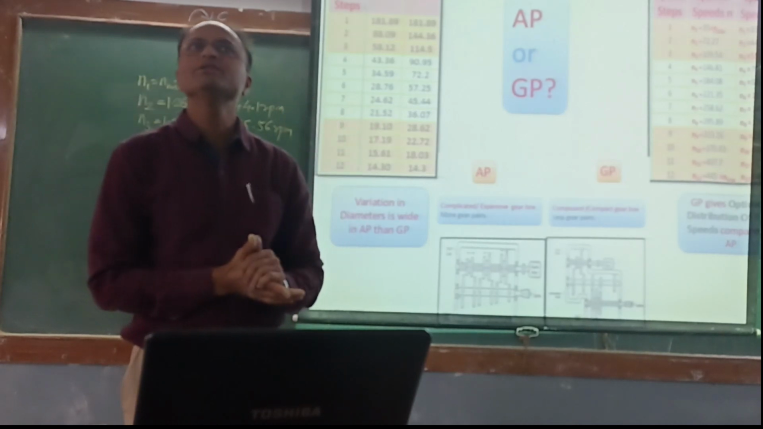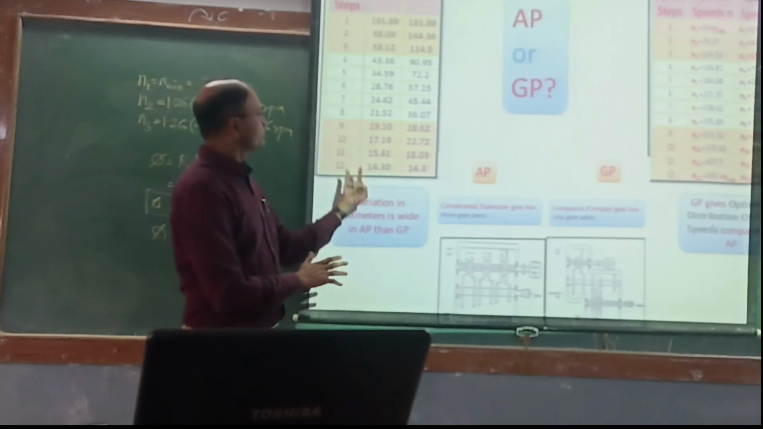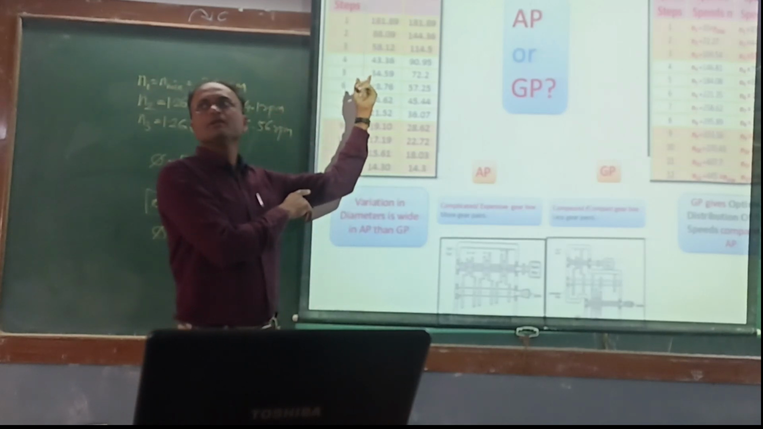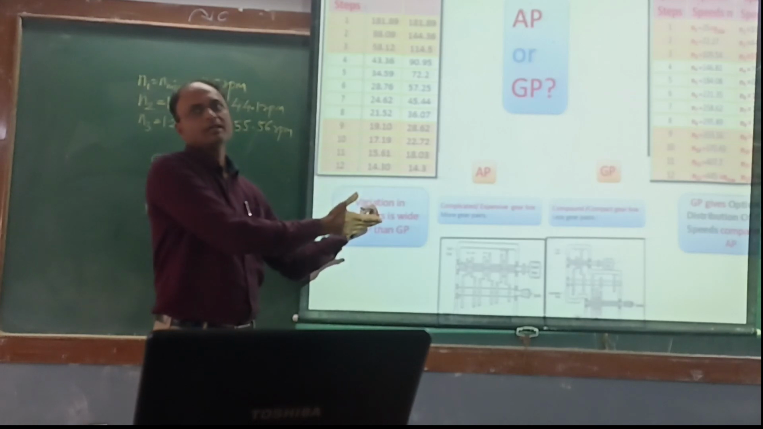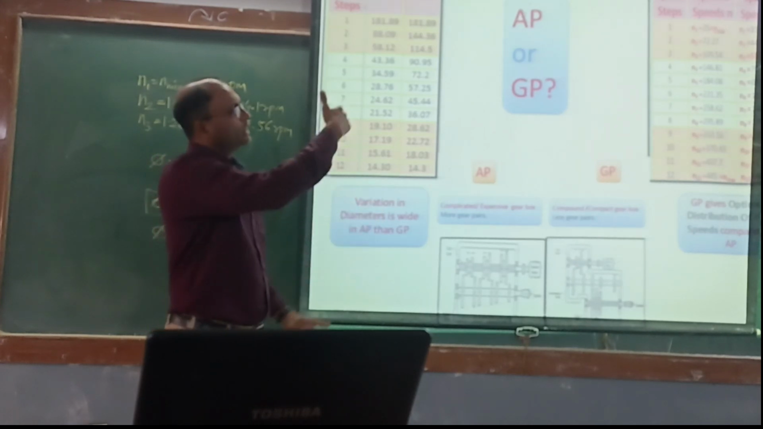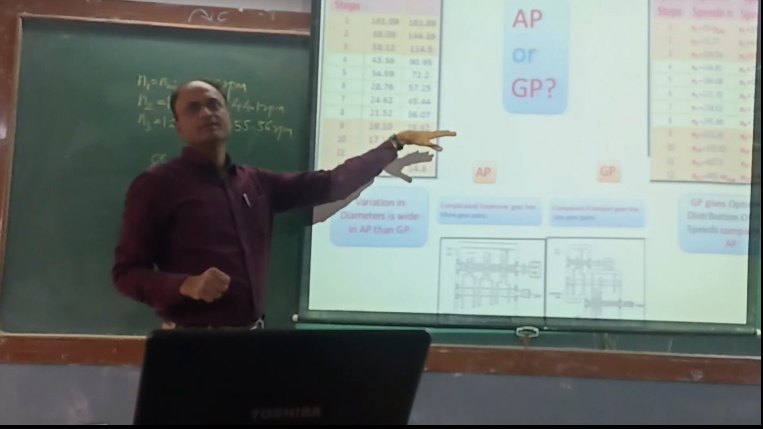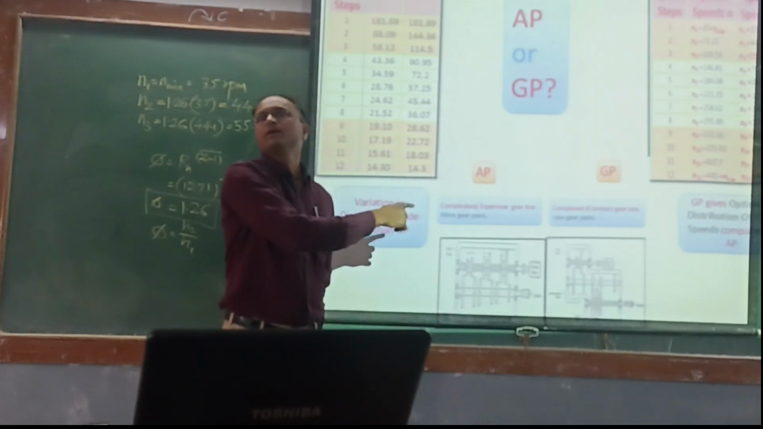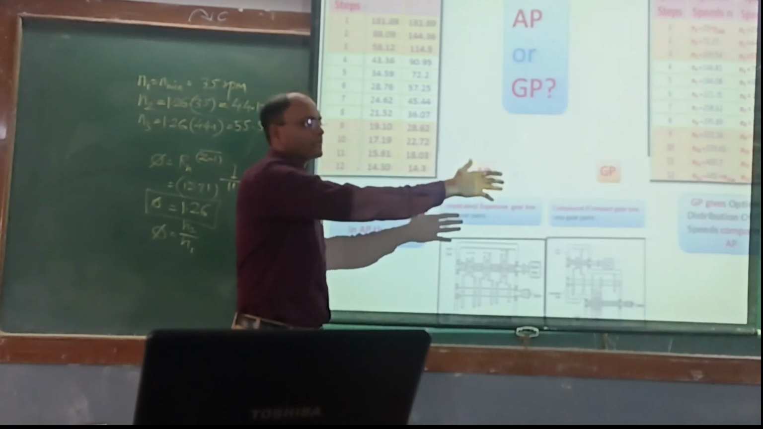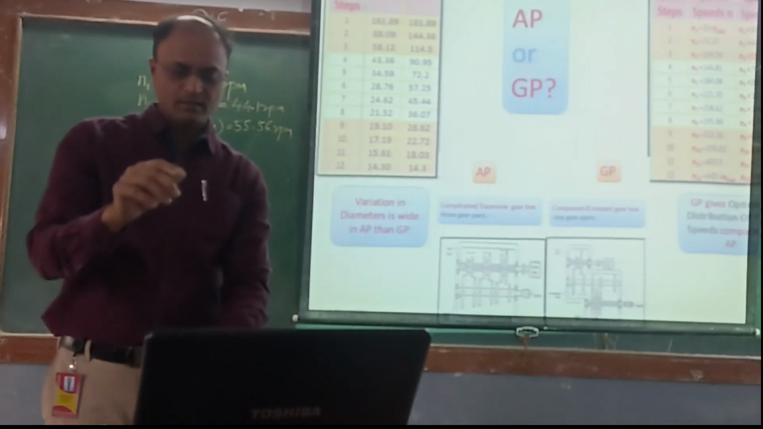Which is poor in low range? Again, let us summarize. Arithmetic progression is poor in low spindle speed range and redundant in high spindle speed range. Geometric progression gives uniform distribution of speeds. Arithmetic gives complicated construction of gearbox. Geometric gives compact construction of gearbox. These things you can keep in mind.